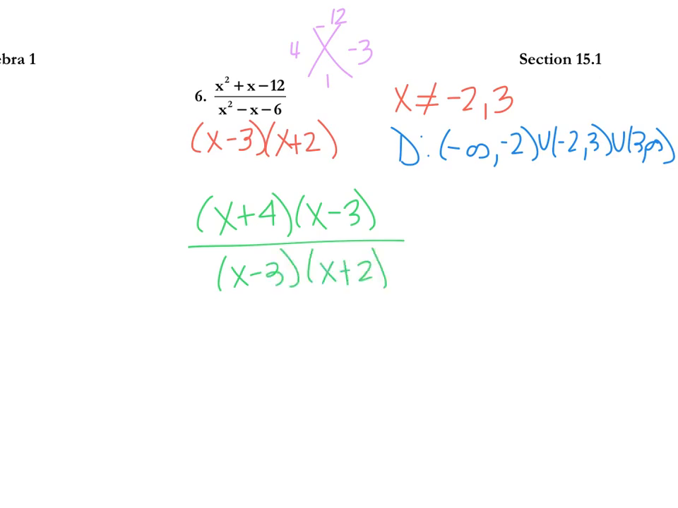Look for factors that are exactly the same. So I can cancel x minus 3's, and I'm left with x plus 4 over x plus 2. That is your final answer.